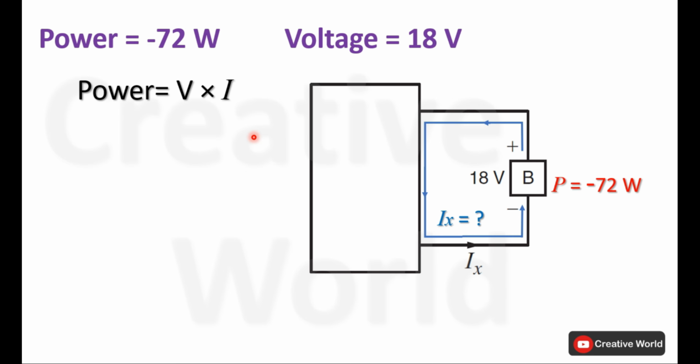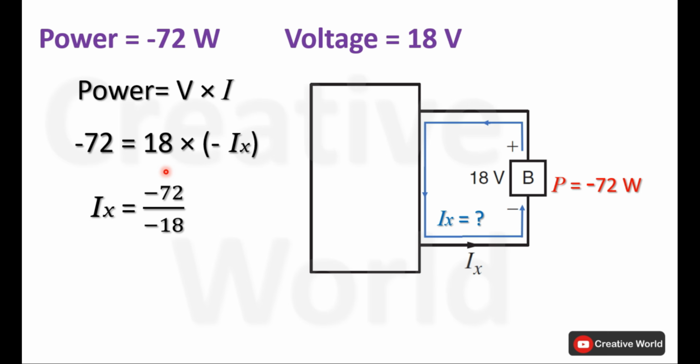Using the power formula, voltage multiplied by current, we have the value of power and voltage. Entering these values into the equation, here current is taken with a minus sign because the current is entering from the minus terminal of element B and leaving from the positive terminal of element B. And according to passive sign convention theory, if the current is entering from the minus terminal of an element and leaving from the positive terminal of that element, it will be taken with a minus sign.